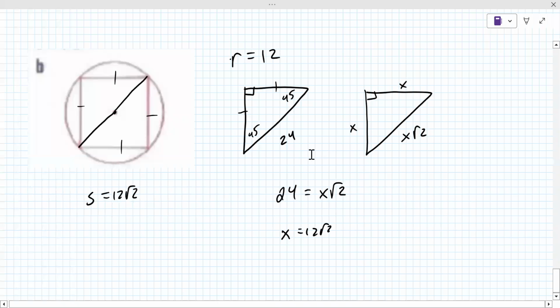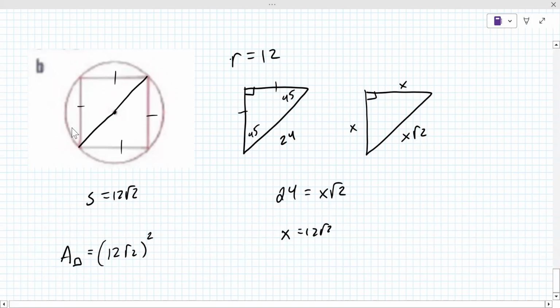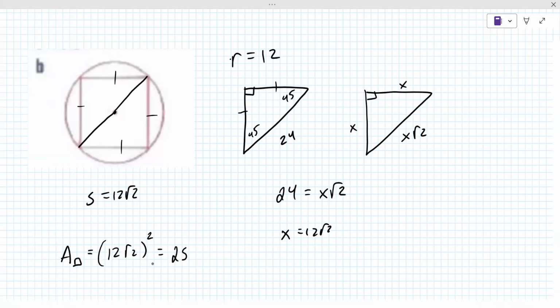Now, sometimes I forget what we're even doing in this problem, but we're finding the area of the polygon. So the area of a square is base times height, or the side squared. You can also find it from the diagonal, but that's kind of a more advanced thing. It does help on standardized tests, but go for the easy one, right? It's base times height. They're the same. So that would end up being 144 times 2, right? Yes. So that's 288.